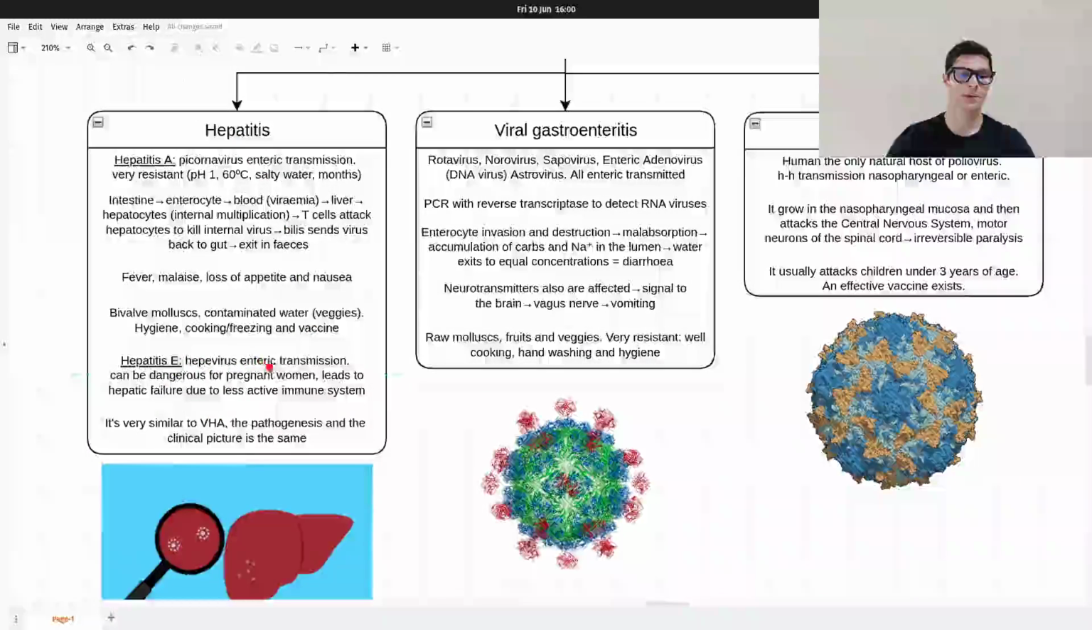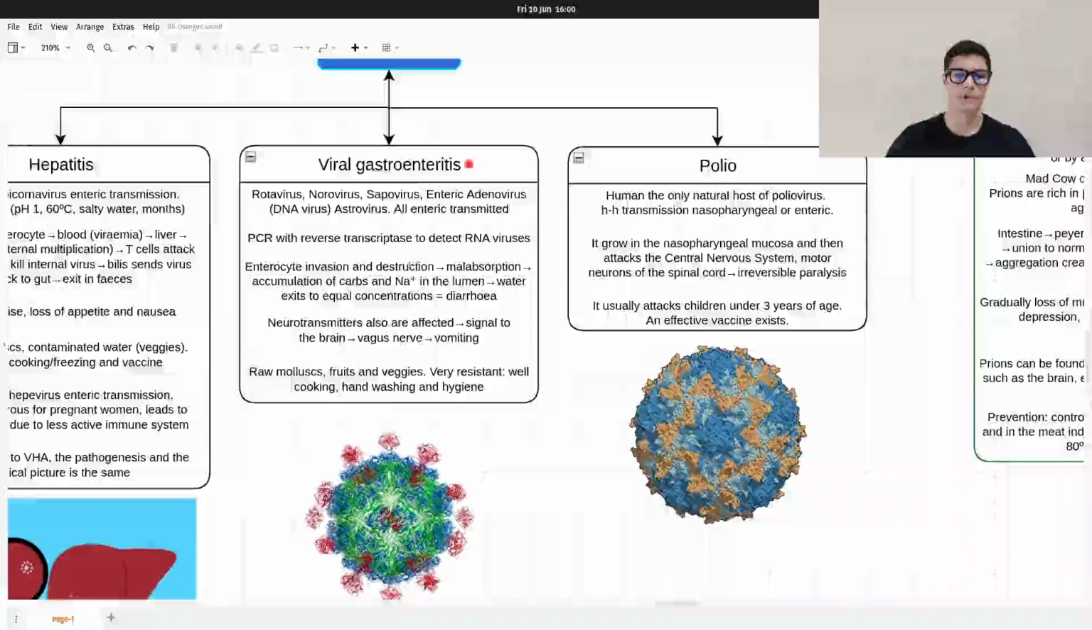Hepatitis E, a hepevirus with enteric transmission, is the same thing as hepatitis A in here. It can be dangerous for pregnant women and leads to hepatic failure due to a less active immune system. It's very similar to hepatitis A, and the pathogenesis and the clinical picture are the same.